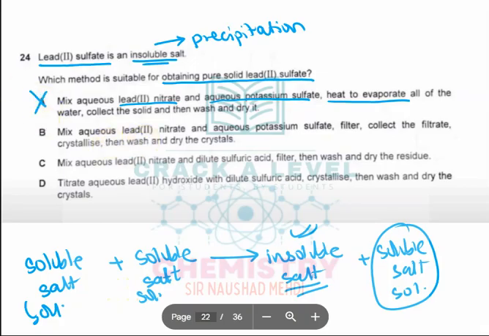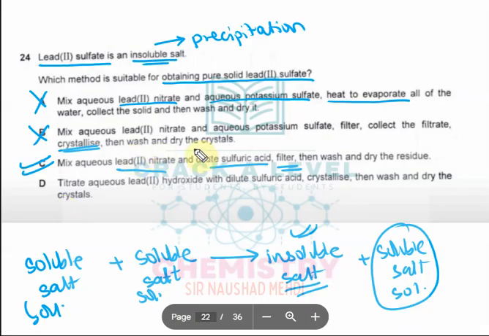Mix the aqueous lead(II) nitrate and aqueous potassium sulfate, filter and collect the filtrate, crystallize. You all know in crystallization we need to heat the solution, but there is no need of heating in the precipitation method, so this is also not correct. Mix the lead(II) nitrate and dilute sulfuric acid, filter, and then wash and dry the residue. Yes, this is the correct one.